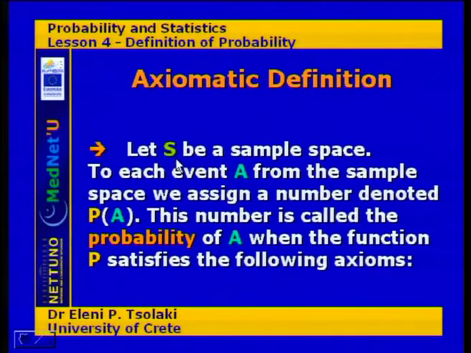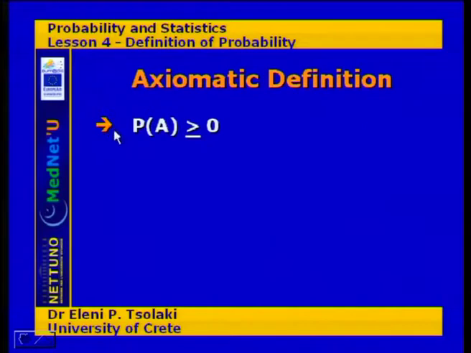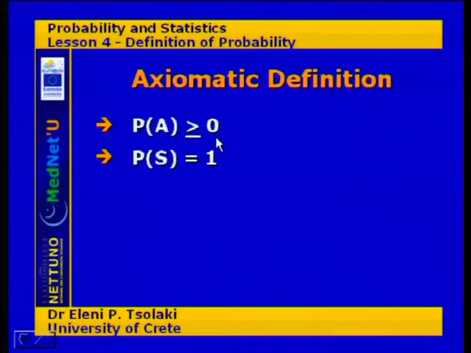We have S, which we denote the sample space, and an event A from this sample space, and we assign a number which we denote by P of A. This number will be called probability of A when it satisfies some axioms. First of all, the probability of any event from the sample space should be greater or equal than 0. It cannot be a negative number. And also, the probability of the sample space S should be 1.